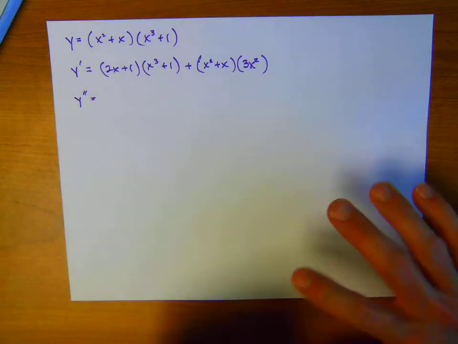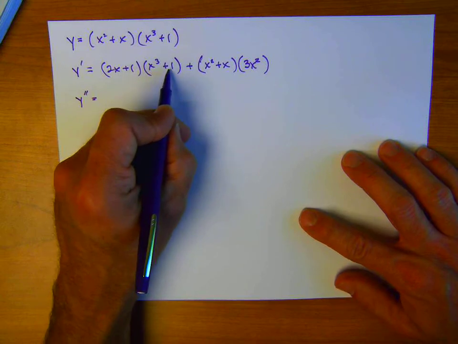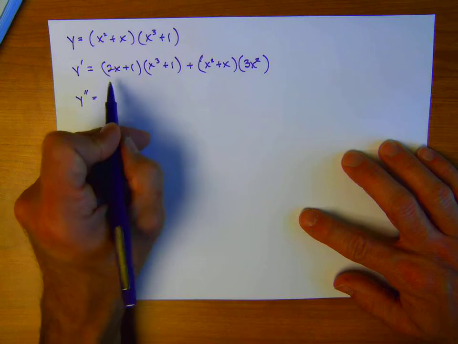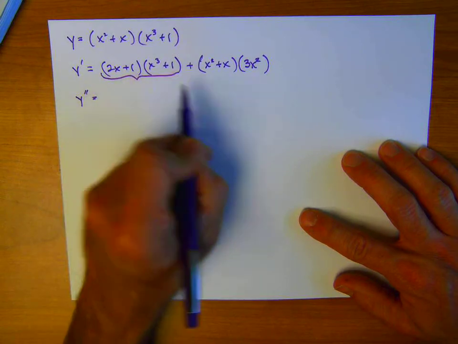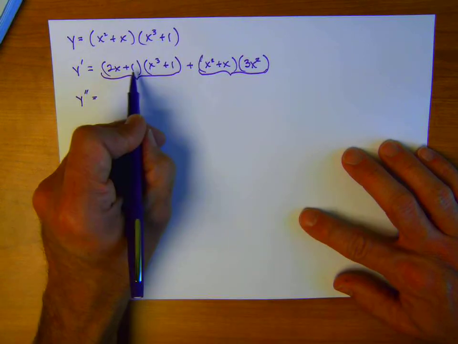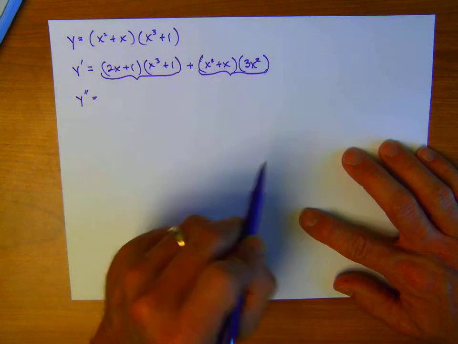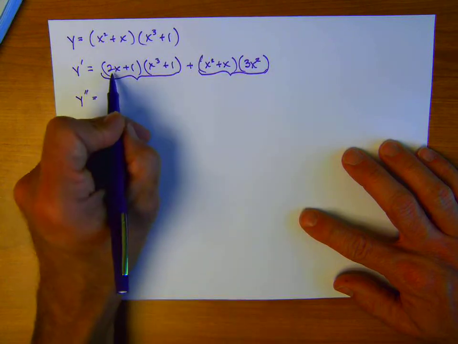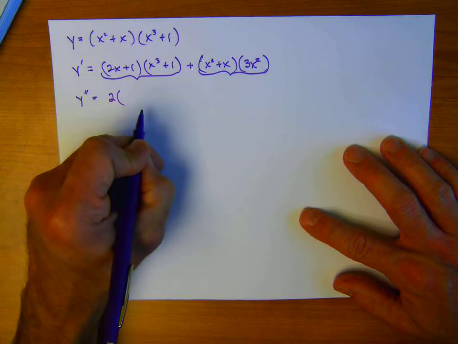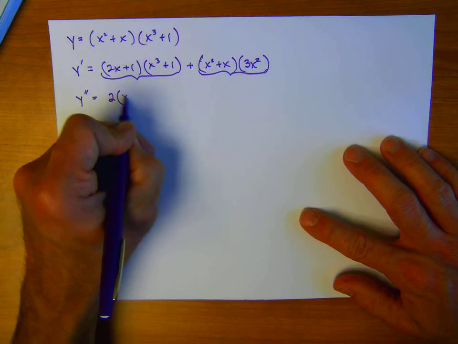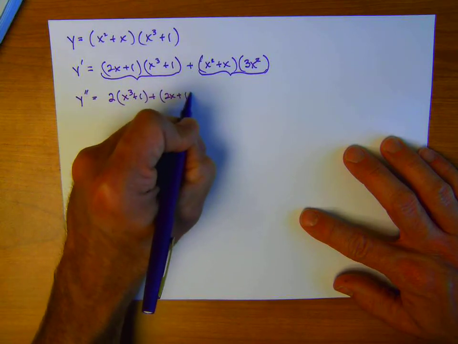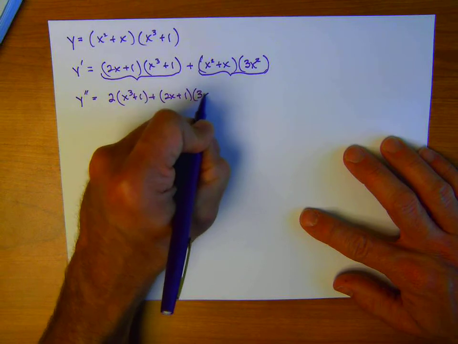So for the second derivative, one thing I could do certainly is I could expand this out, right? And then take the derivative again. Or I could use the product rule here and the product rule here, and that's how I'm going to do it. So we can think of this as the product rule twice, for the first term and then for the second term. So here, take the derivative of the first function, which is just going to be 2, times the second function, x cubed plus 1, plus the first function times the derivative of the second function, which is 3x squared.